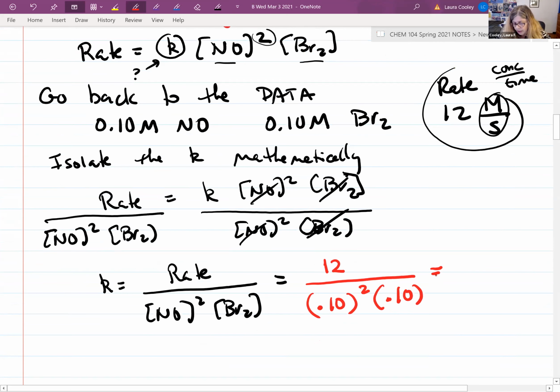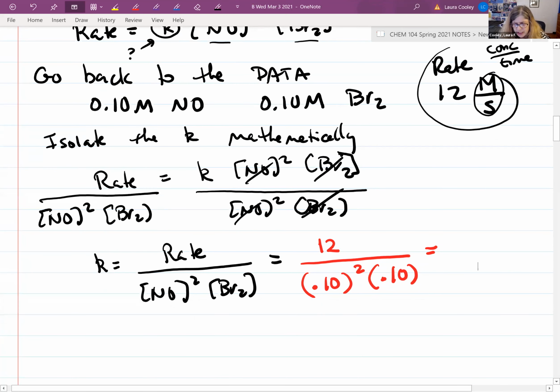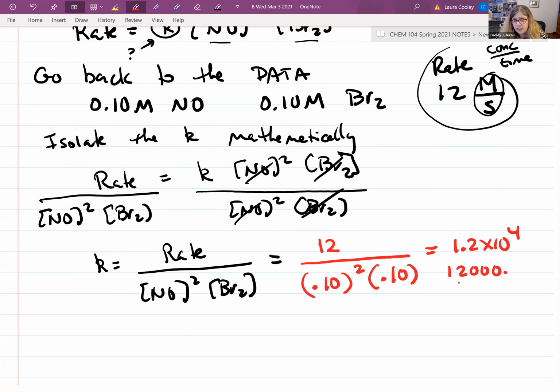So, you might want to take your calculator out and do this calculation, because some of you will get it wrong because you don't know how to use your calculator properly. I just know it. I see it every single year. So if I were you, I would take out your calculator and do this calculation and see if you get 1.2 times 10 to the 4th, which is the same as 12000. Okay. Some of you are not going to get that number. And if you don't, you should stay till the end of class and ask me to help you with your calculator.